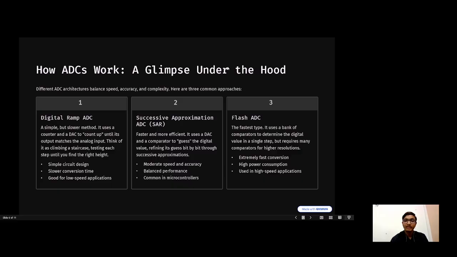How ADC works, a glimpse under the hood. Different ADC architectures balance speed, accuracy, and complexity. Here are three common approaches. First one is digital ramp ADC, a simple but slower method.